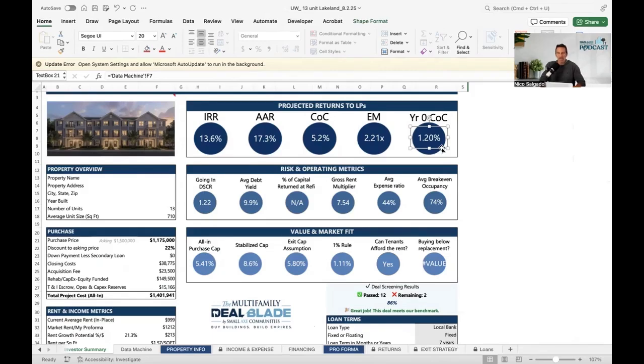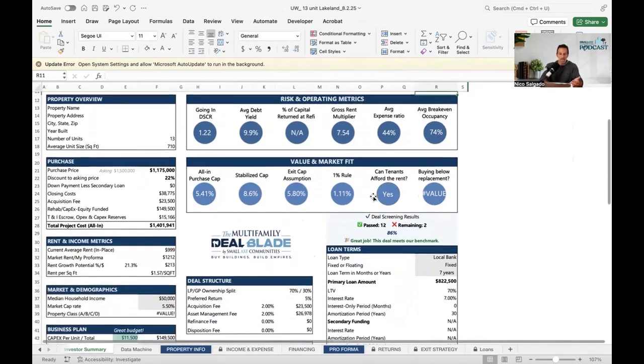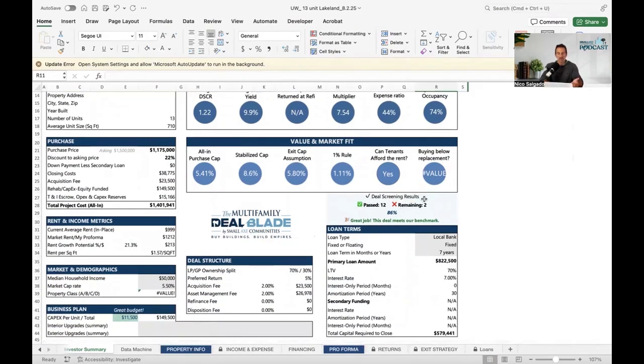And then you go down: there's risk and operating metrics and value and market fit. What I did was I spent a lot of time figuring out benchmarks, what is good and what is not good, and how deals should be run and how they shouldn't be run. And I came up with a little screening result. This gives you a test. So this has 12 items passed, 2 items failed. I put 2 remaining just to not be so negative. That's an 86% pass rate. This now says, great job, this deal meets our benchmark.